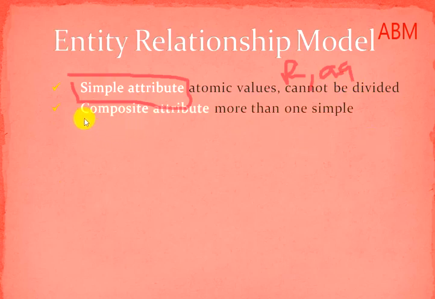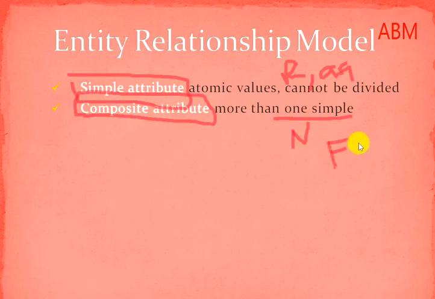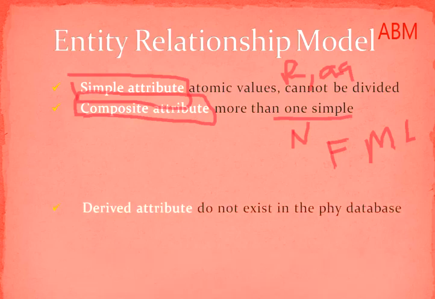Composite attributes are those which have more than one value, okay? In a composite attribute, we usually store more than one value. For example, in the name we will store the first name, okay? Also we will store the middle name, okay? Also we will store the last name, okay? So the name is a composite attribute because it has more than one value.